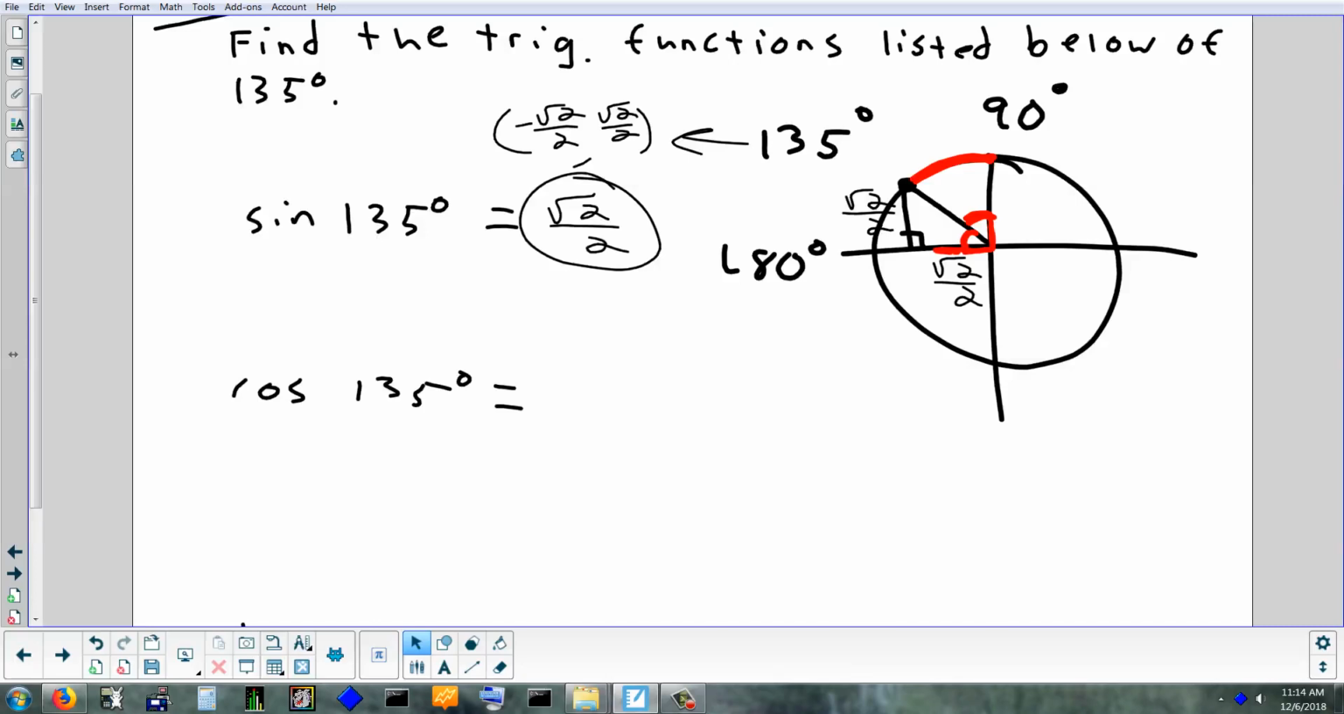No, not the same thing. Close, but not quite. Negative square root of 2 over 2, because the sine is the y and the cosine is the x. And this time they're different. So negative square root of 2 over 2.